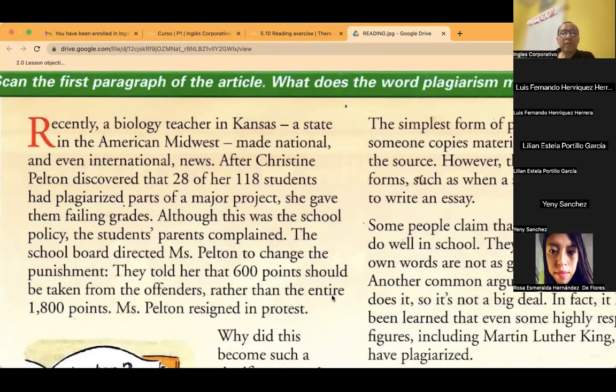Recently, a biology teacher in Kansas, a state in the American Midwest, made national and even international news after Christine Pelton discovered that 28 of her 118 students had plagiarized part of a major project. She gave them failing grades. Also, this was the school policy. The students' parents complained. The school board directed Mrs. Pelton to change the punishment. They told her that 600 points should be taken from the offenders rather than the entire 1800 points. Mrs. Pelton resigned in protest.